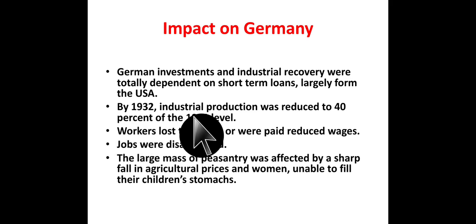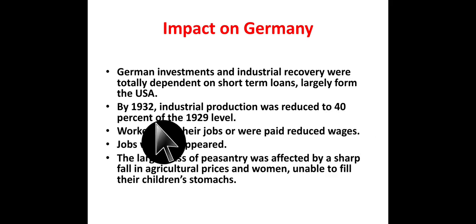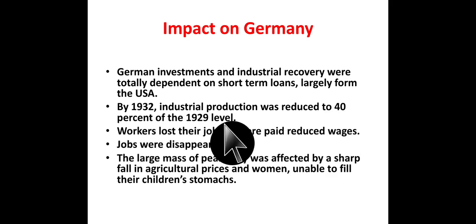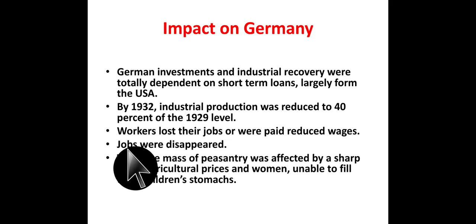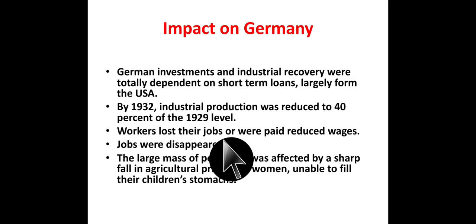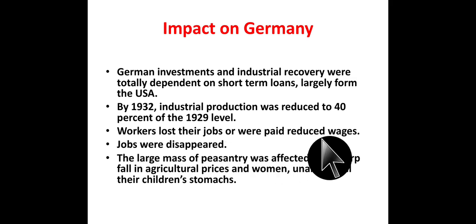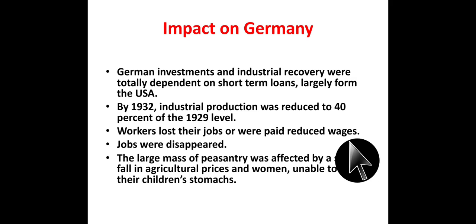By 1932, industrial production was reduced to 40% of the 1929 level. In 1929 there was stability, but up to 1932, 40% of industrial production of Germany was lost. Workers lost their jobs or were paid reduced wages. According to one record, in Germany at that time unemployment touched 6 million people. Six million people were unemployed.